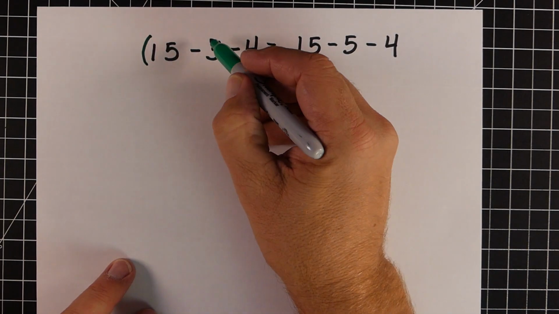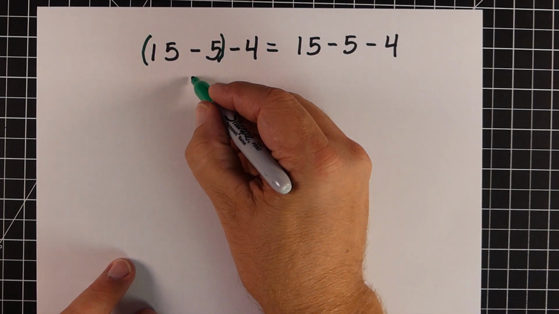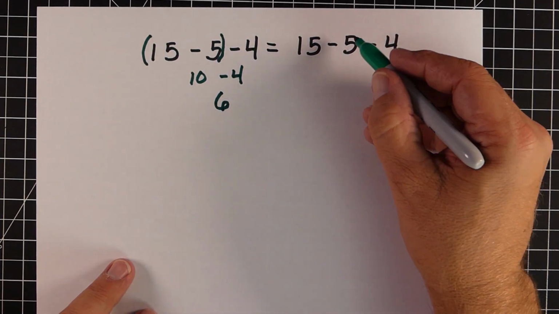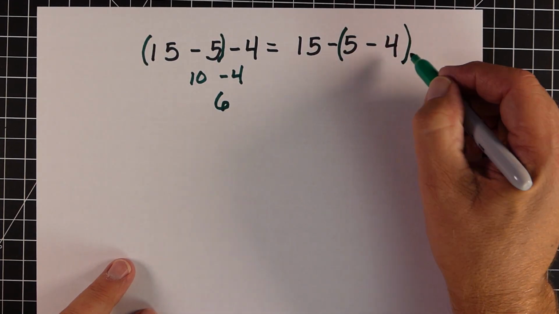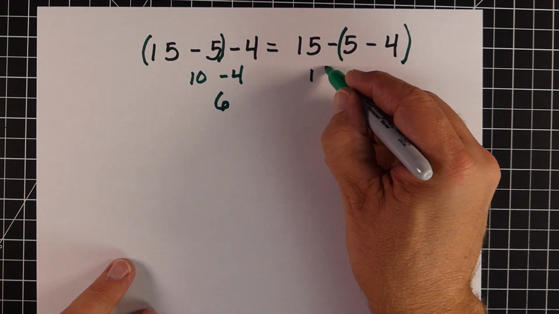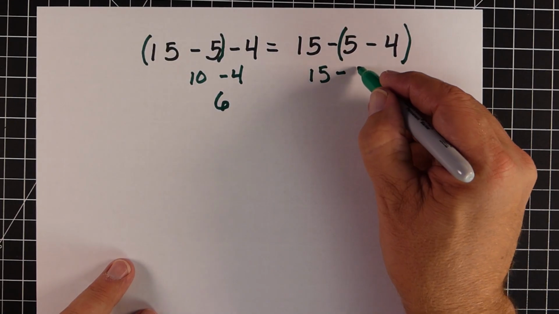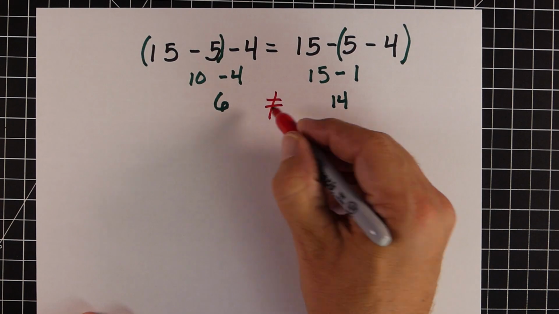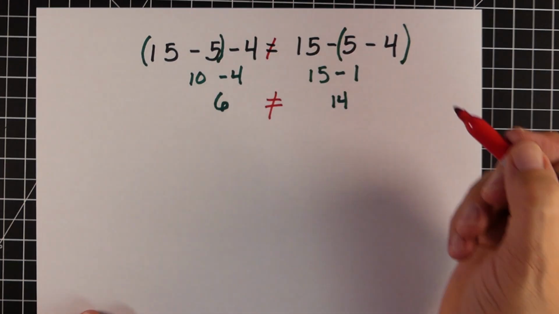So if I look at this subtraction problem where I have 15 minus 5 minus 4 on both sides, on the left side I'm going to group the 15 minus 5 first, which is 10. 10 minus 4 would be 6. But on the right side, I'm going to group the 5 minus 4 together first, which is 1. But 15 minus 1 is 14. So they're not equal, so this doesn't work.